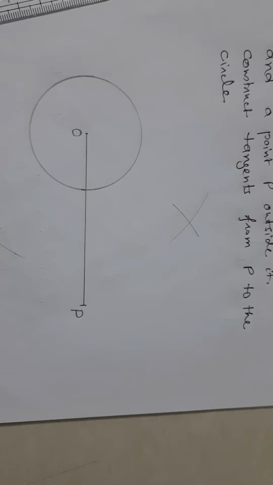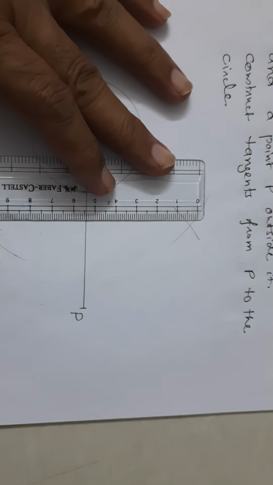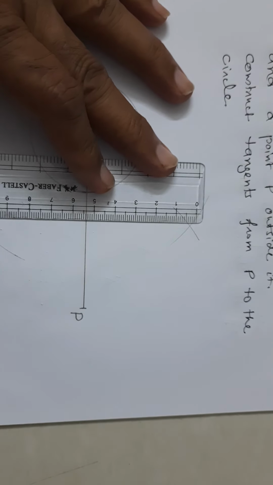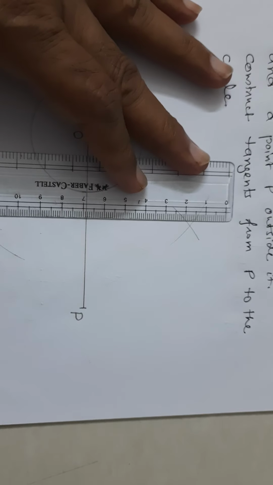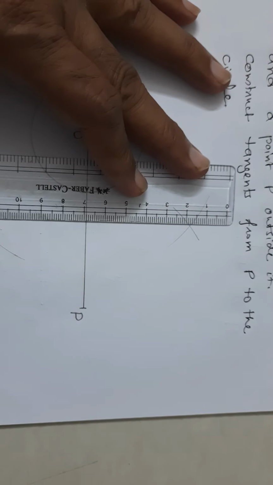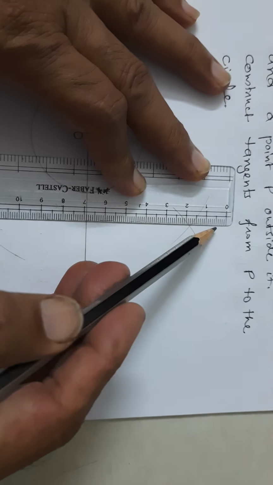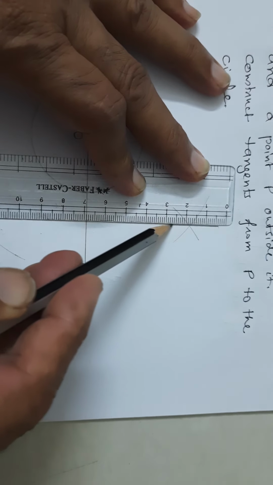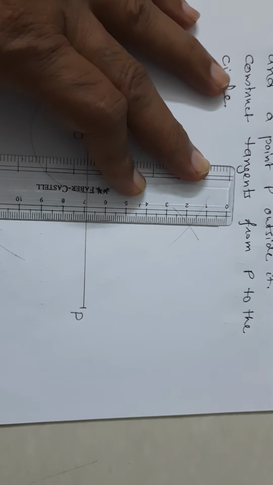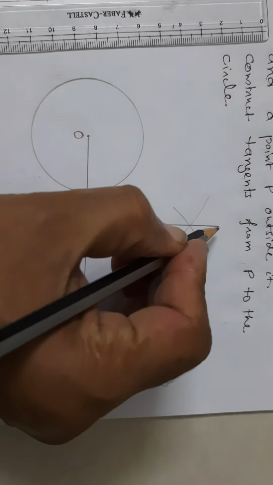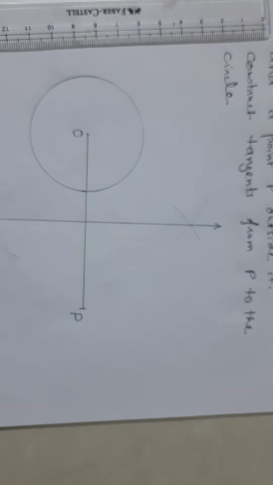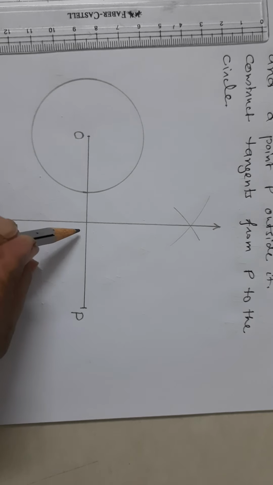Now what I will do? I will join these two. Actually I wanted the midpoint of OP, so I am joining this. This I have joined. It is a line, so I am putting arrowheads on both sides, and this midpoint I call M.